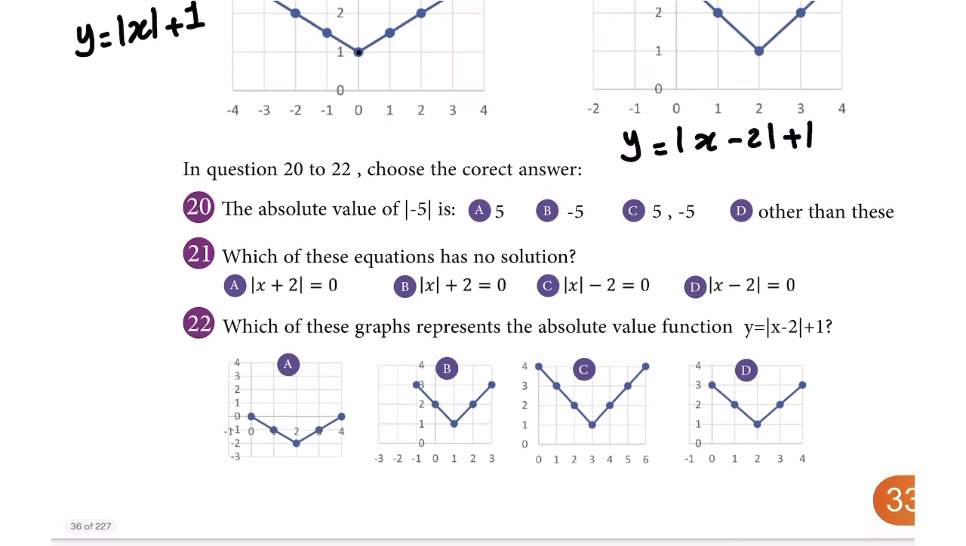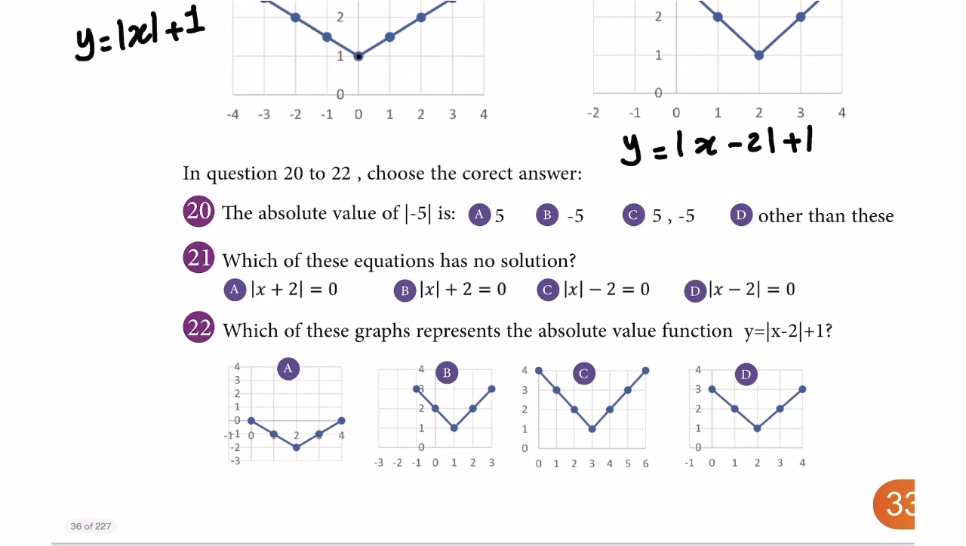Okay. It says about the absolute value, and choose the following correct answer. The absolute value of negative 5 is this one here, not these. Okay, number 2, which of these equations has no solution? This one here. Okay. Which of these graphs represents the absolute value function y equals the absolute value of x minus 2 plus 1? X minus 2 means 2 movements to the right and 1 movement up, so it means this one here, T.